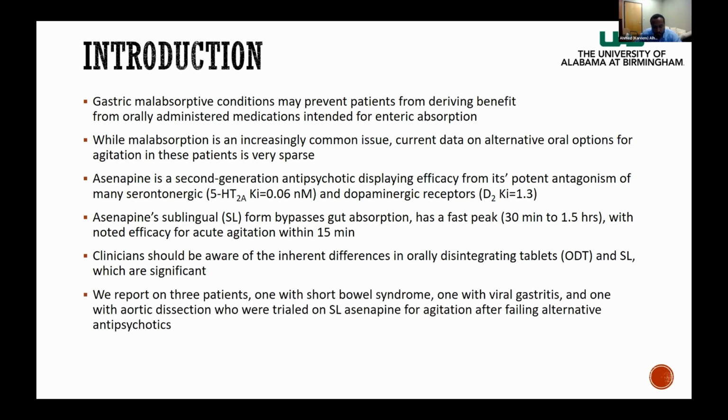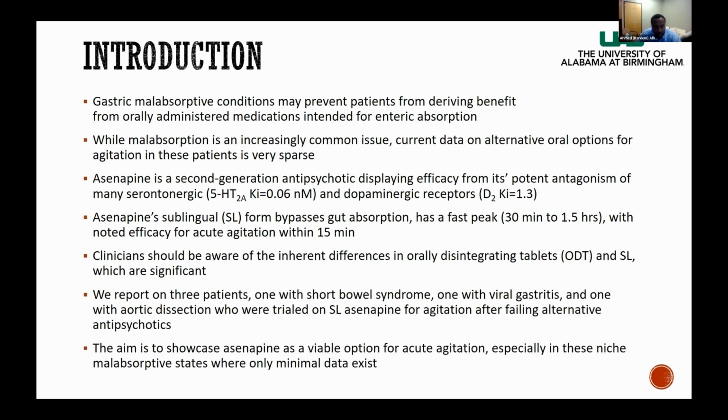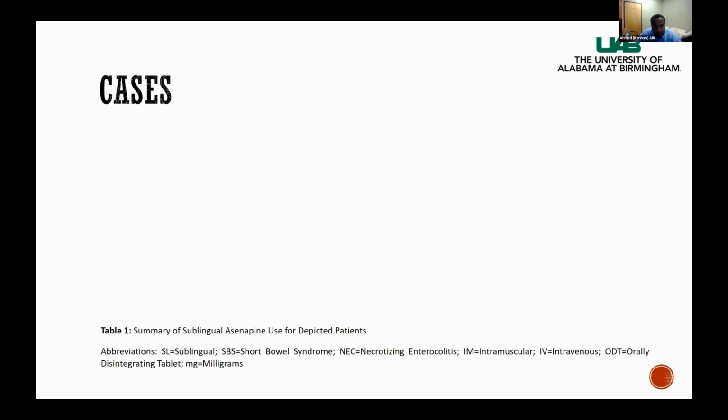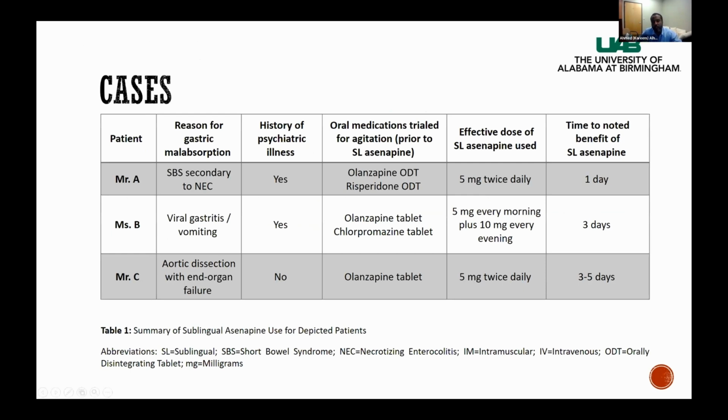So we have 3 patients: one with short bowel syndrome, one with viral gastroenteritis, and one with aortic dissection, who ended up having gastric malabsorption. All right, let's go through our cases, okay?